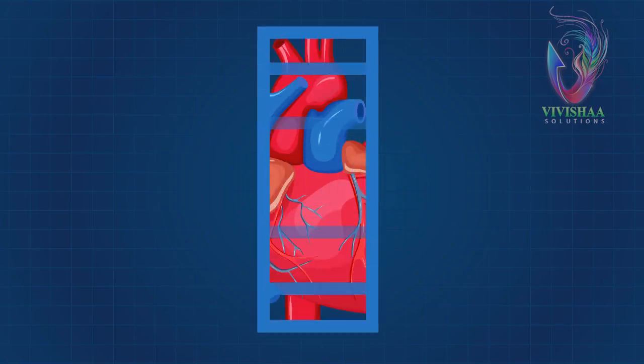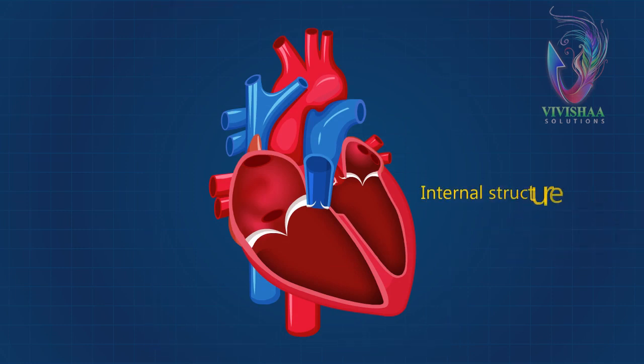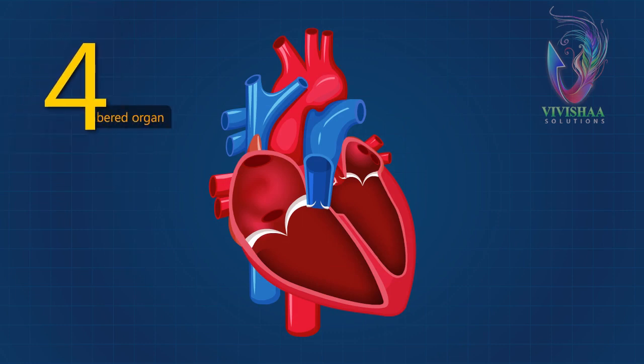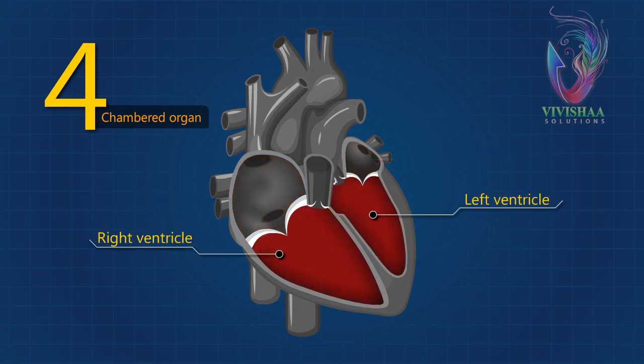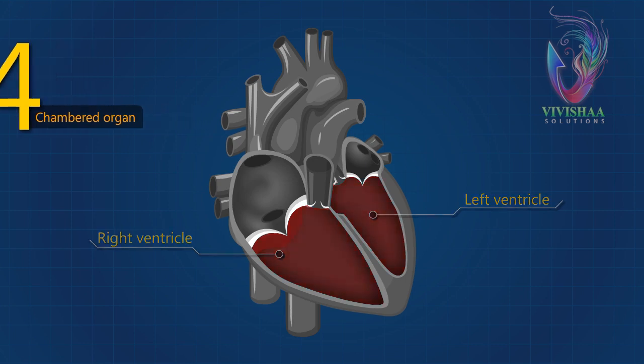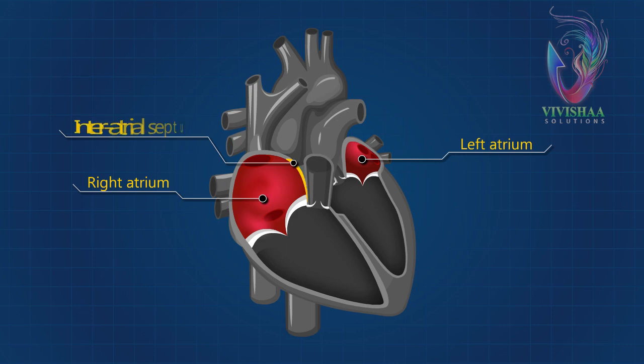A longitudinal section through a human heart reveals its internal structure. It is a 4-chambered organ with 2 atria. In singular, it is atrium, and 2 ventricles. The atria situated on the right and the left side are separated by a band of muscles making up the partition called interatrial septum.